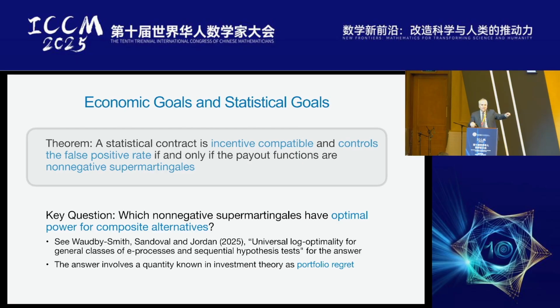Composite null and one alternative was solved along the way, maybe 20 years ago. Composite versus composite is mostly still viewed as open. These non-negative supermartingales solve that problem. Okay, it's a bit of a breakthrough. You can solve in an optimal way composite versus composite.